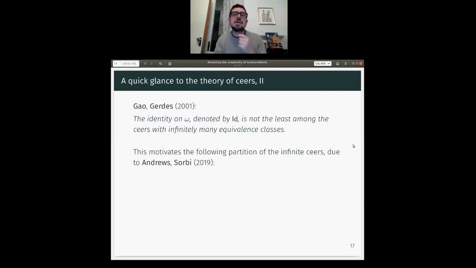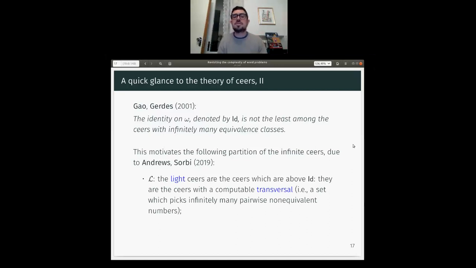So the fact that the identity is not the least among the infinite equivalence relations motivated a distinction made in a paper by Andrews and Sorbi, a very long paper in which they prove multiple things, and they have this Star Wars terminology in which they distinguish between light and dark equivalence relations. The light ones are those above the identity, so those for which you can have a computable transversal, a set which picks infinitely many pairwise non-equivalent numbers. And the dark ones are those incomparable with Id. I used to say this Star Wars terminology many times in talks, but one time Uri told me that it was supposed to be like a bare distinction between light and dark, and I said, okay.